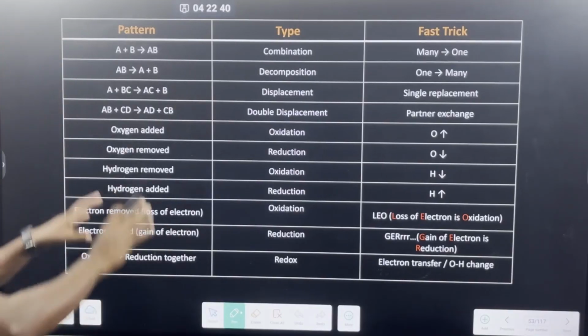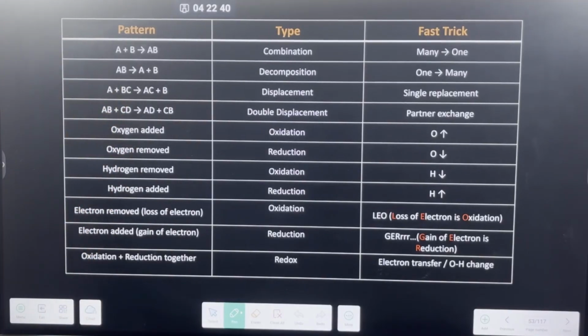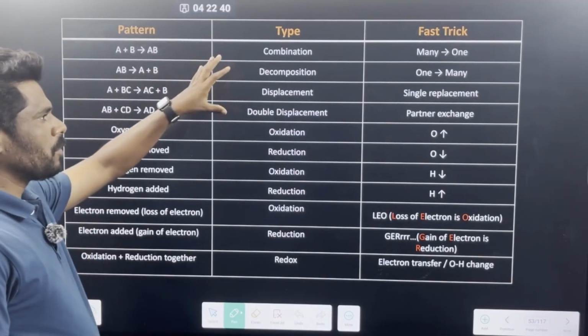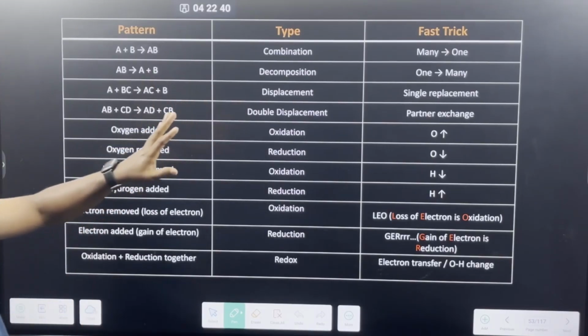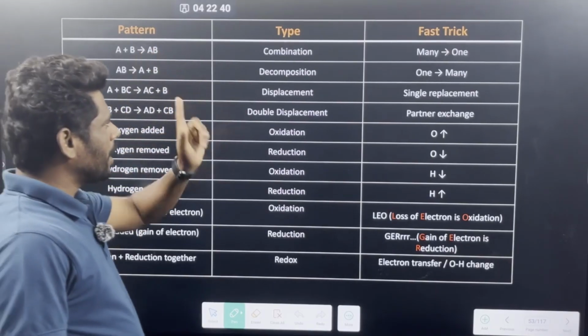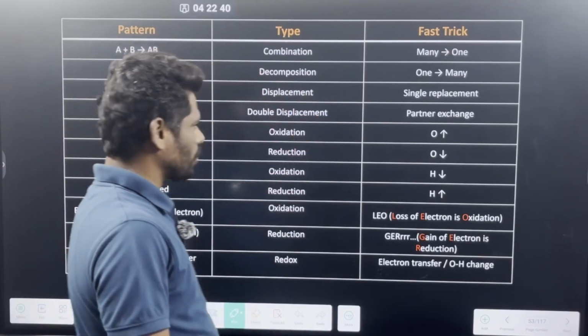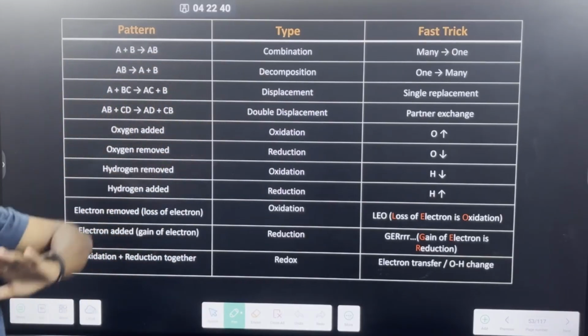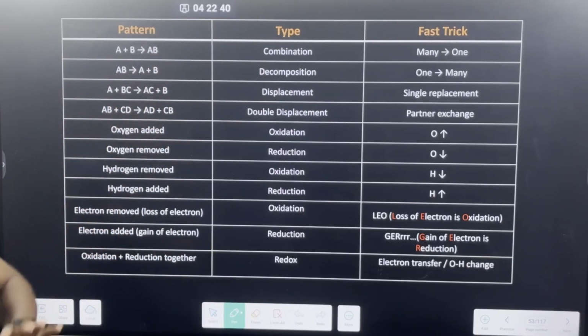Now this is the short table where we need to understand the different kinds of reactions in the main types: combination reaction, decomposition reaction, displacement reaction, double displacement reaction. Okay, that is fine. Now look at something else.